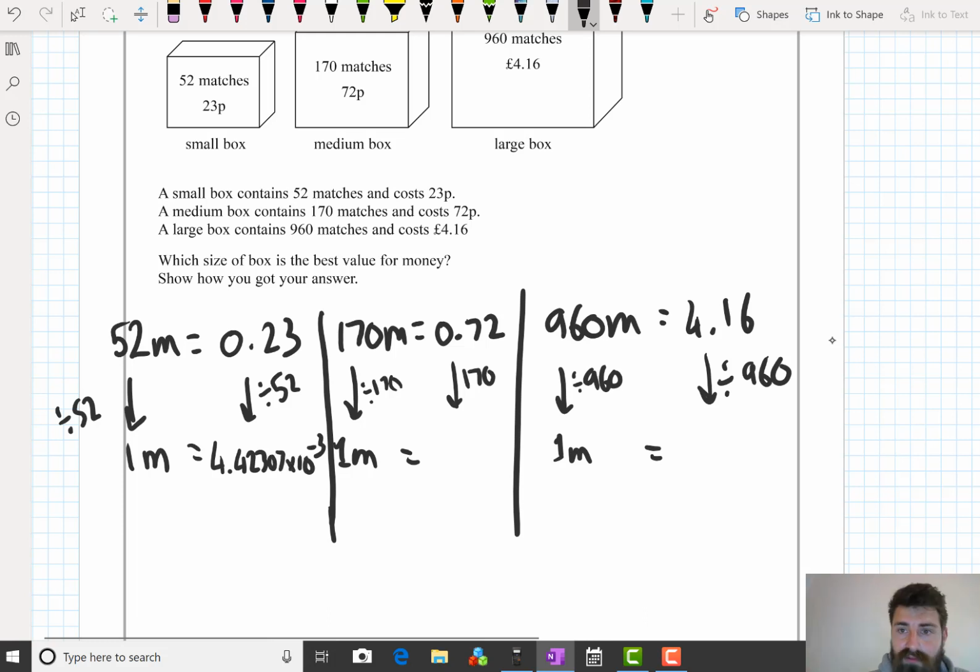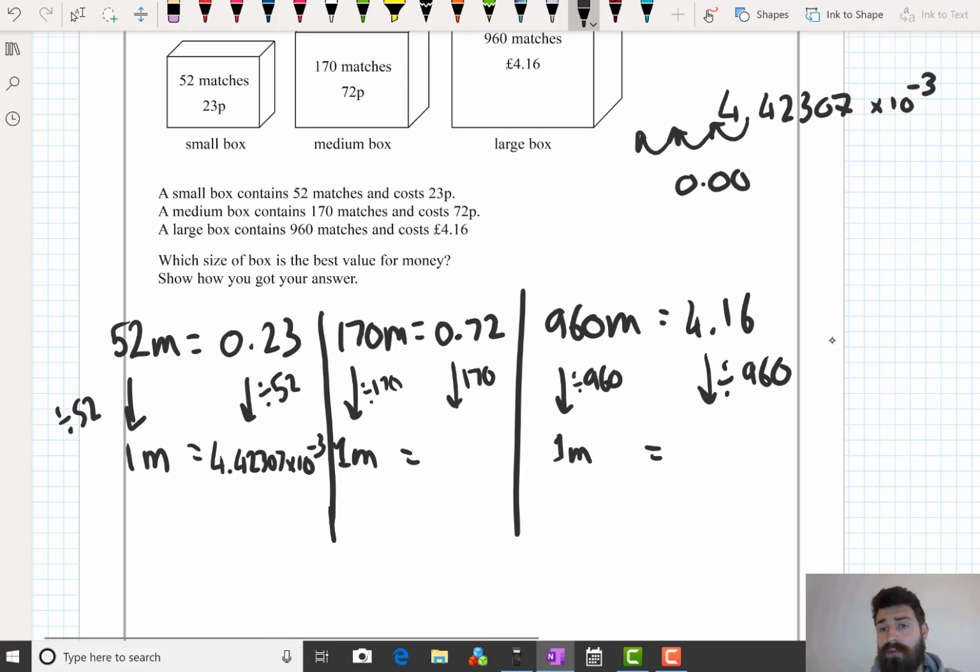For those of you who don't know, that means when it says 4.42307 times 10 to the minus 3, it means move the decimal place back 1, 2, 3 times. If you move it back past the 4 once, it'll be 0.442307. Move it back again, it'll be 0.0442307. And move it back one more time, it'll be 0.00442307, etc. So either or, just compare it like that.